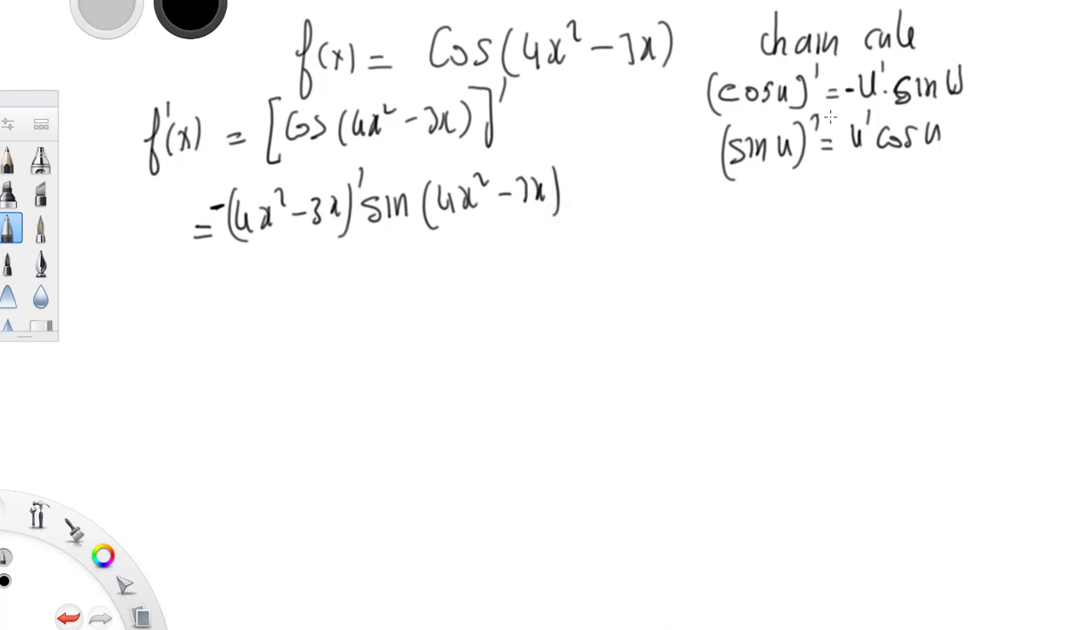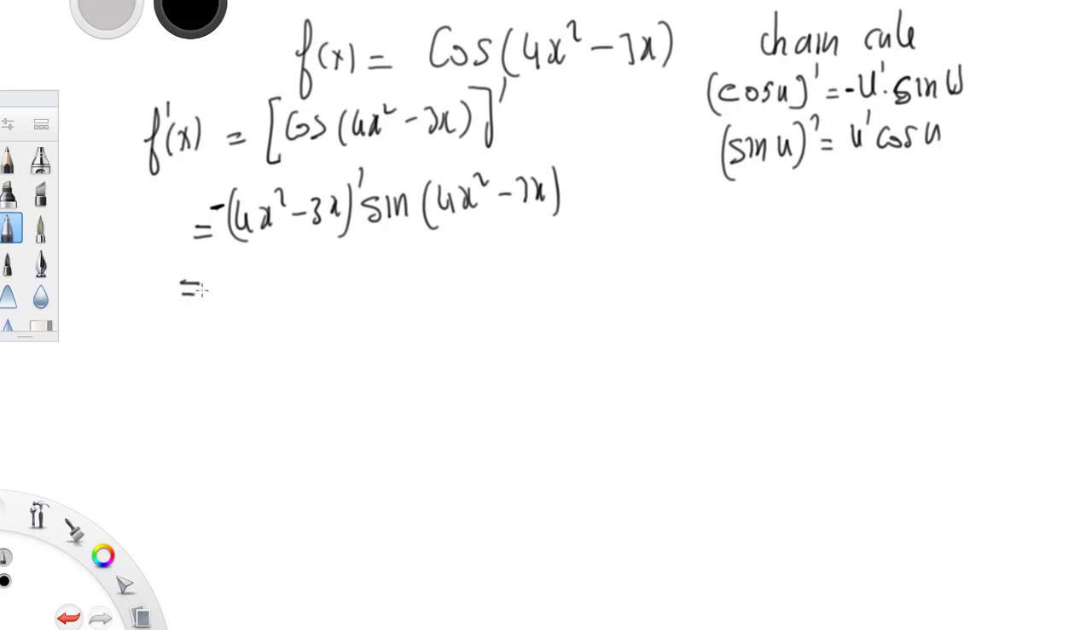So as I just said, if you want to find the derivative of cosine using the chain rule, we have cosine of u here. U is 4x squared minus 3x, right? So the derivative of cosine of u would be negative u prime sine of u. So the derivative of cosine of 4x squared minus 3x would be negative the derivative of 4x squared minus 3x times sine of 4x squared minus 3x.